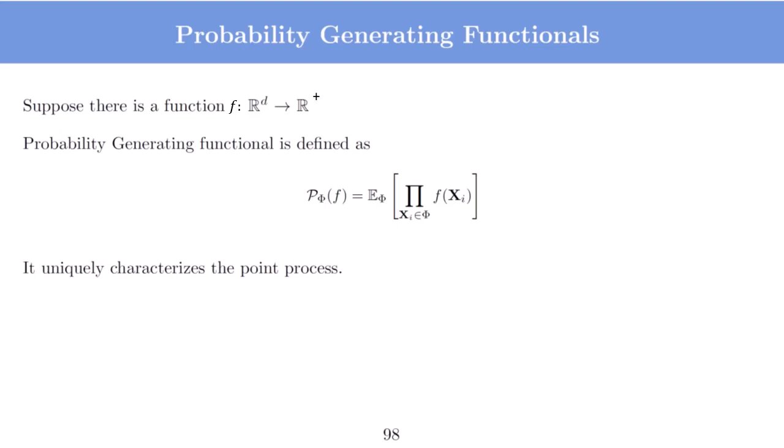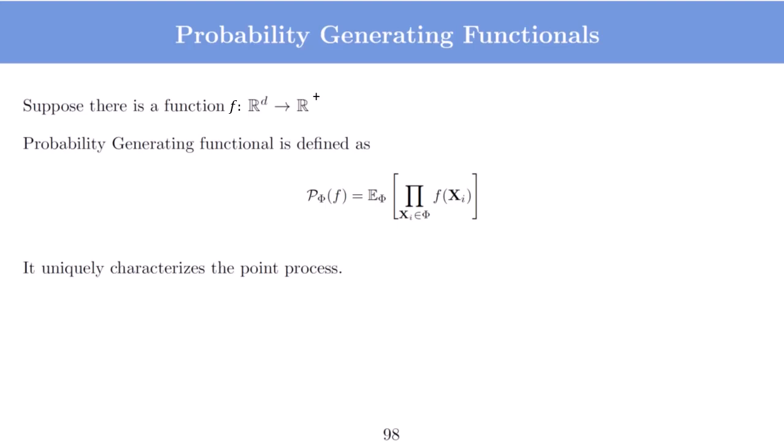Note that it is a functional because it is a function of functions. If you change the function, you will get a very different value. Now if I know this value for every function, it uniquely characterizes the point process. So if two point processes have the same PGFL, it means they are the same in distribution.